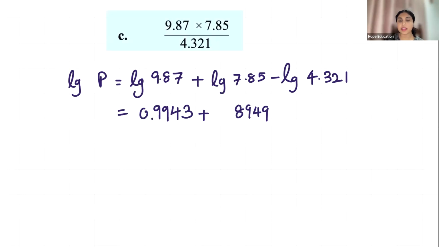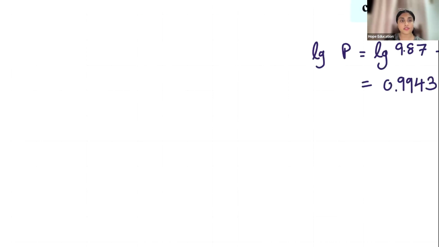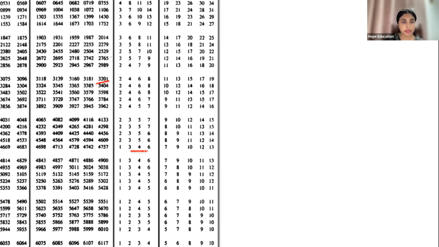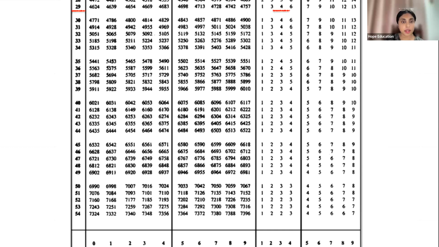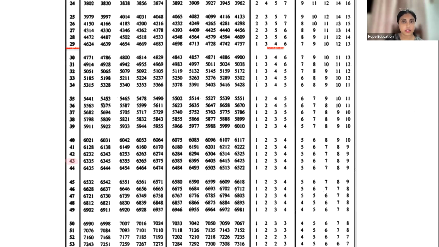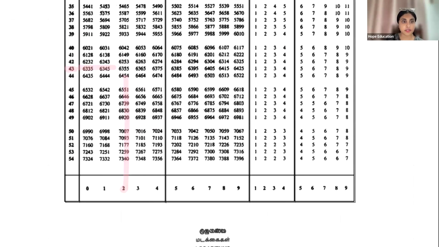The decimal is in its default position because before the decimal place there's only one number. So I put 0 point. Minus 4.321. Again, forget the decimal place, I focus on the numbers 4321. Let's go to our log table. 4321. 43 is on the first page. Here 43, and here is 2. The corresponding number is 6355. 6355.